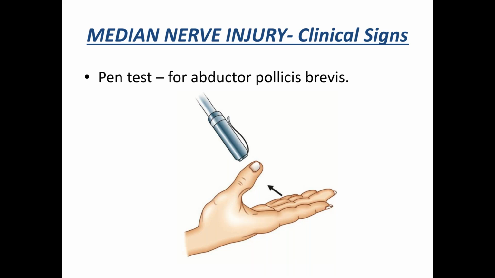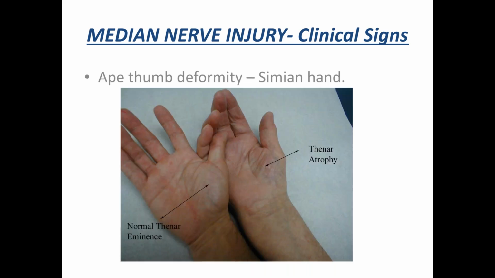The second is the ape thumb deformity or simian hand. You can see a normal hand has a prominent thenar bulk, but in a median nerve paralyzed patient, there is complete thenar atrophy. The thumb lies adducted to the rest of the hand. This is called an ape thumb deformity or a simian hand.